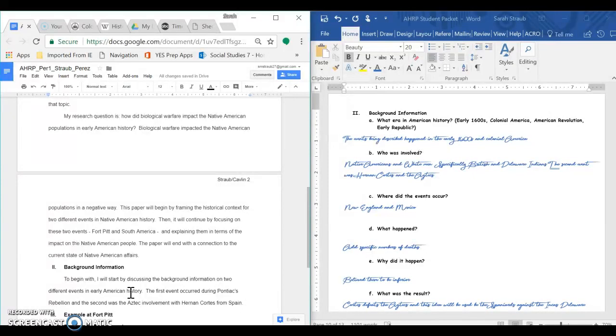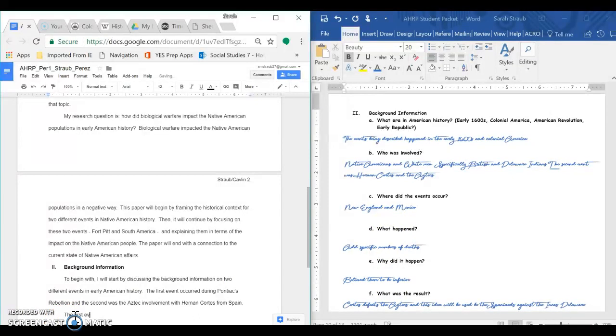Then I hit Enter because I'm going to talk about the two of them. The first paragraph is going to be all about Pontiac's Rebellion, and the second paragraph is going to be all about Hernán Cortés. I need to include this information: who was involved, where did the events occur, what happened, why did they happen, and what was the result.